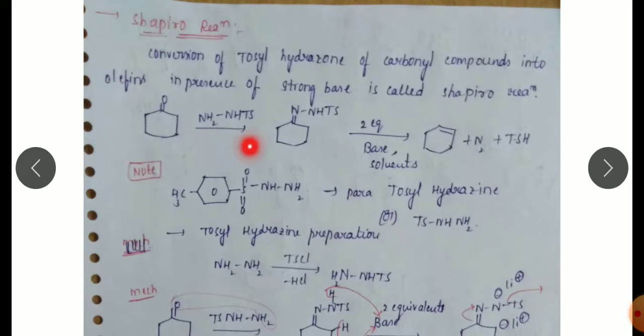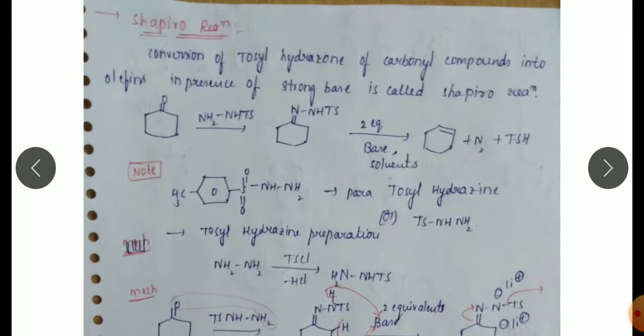a carbonyl compound and react it with para-tosyl hydrazine. Then it forms tosyl hydrazone. This tosyl hydrazone reacts with two equivalents of base to form an olefin. N2 and tosyl hydride are byproducts.